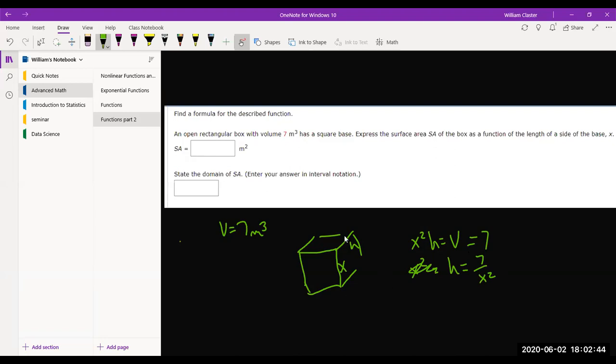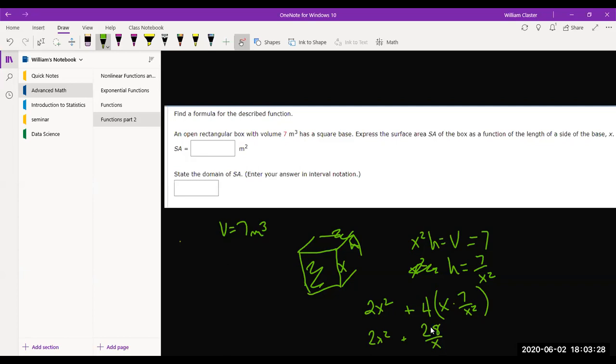So now, the surface area. We have 2x squared because we have this surface area and the one on the other side. And then plus, we have x by h, and it's 4 times x times 7 over x squared, right? So we get 2x squared plus 28 over x.